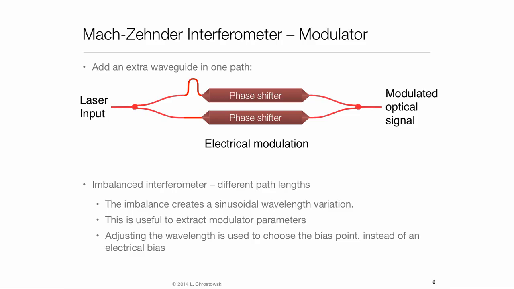Particularly for experimentation during device development, it is common to introduce an imbalance between the two arms of the interferometer. As we will see from the equations later, this configuration gives sinusoidal oscillations as a function of the laser wavelength. This is useful to determine the performance of the interferometer, for example, to determine the phase shifter efficiency. Also, we can use the laser wavelength instead of the electrical bias to determine the operating point of the interferometer.